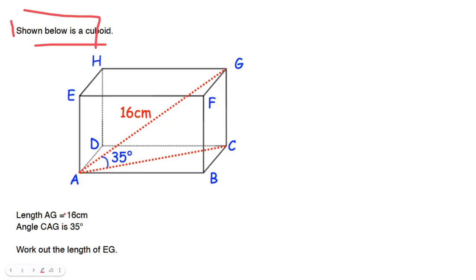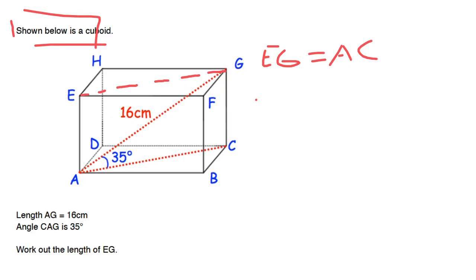Length AG is 16 centimeters, which is labeled here. Angle CAG is 35 degrees, as labeled here. Now you must work out the length of EG. Let me just draw a line from E to G. At first you might recognize that the angle is not touching EG whatsoever, and it may be a block for you until you realize that EG is in essence equivalent to AC. This is because it is a cuboid and therefore these two sides must be equal.